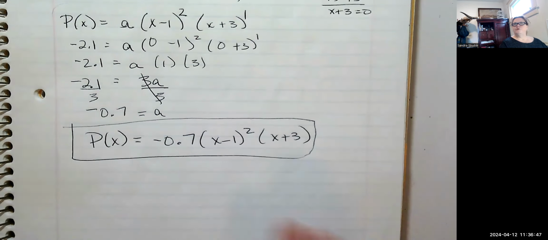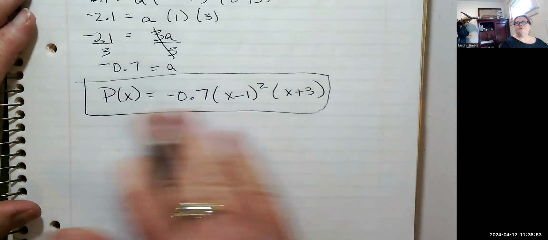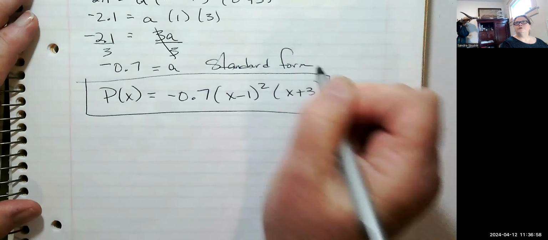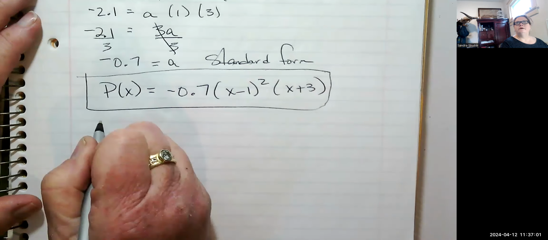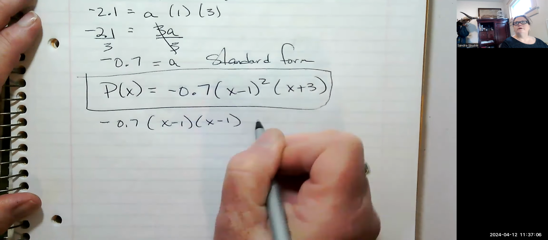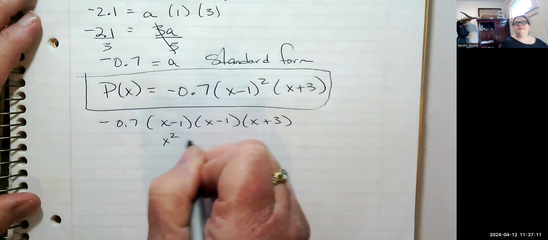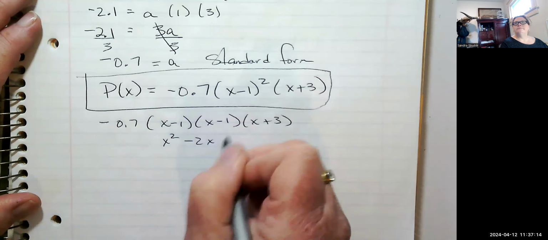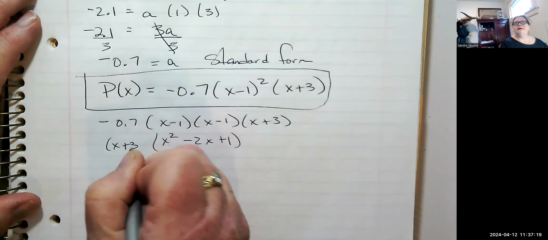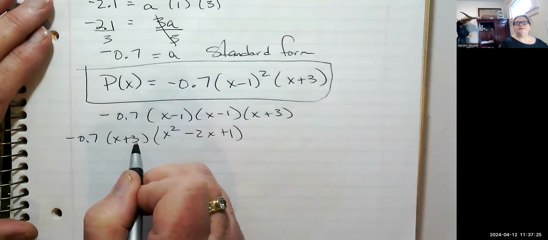If they want general form, you're going to have to take the -0.7, and I can show you how to do that as well. This is for your standard form. The general is going to be solved out. So for general form, you would take -0.7 times x minus 1 times x minus 1 times x plus 3. Multiply our first binomials: x squared minus 2x plus 1. I'm going to move my x plus 3 over here. Don't freak out on me. And I'm going to leave that -0.7. I'll do that last. I'm going to have to distribute my x plus 3 over the trinomial.